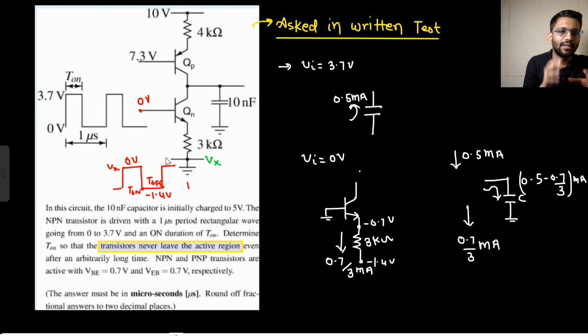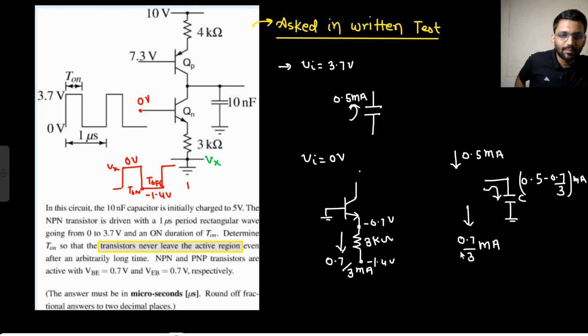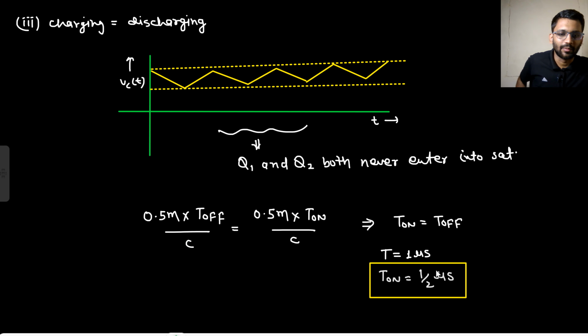If the current is flowing, then the transistor is in active region only, and we have to maintain that particular region. For that, we have to check that the speed of charging and discharging should be similar. This was the speed of discharging, and that was the speed of charging. Discharging and charging speed is equal. So from there, we get to know the T on timing. So this question would have become more interesting, right? And this was the given question. For the given question, the answer would have been this one only.